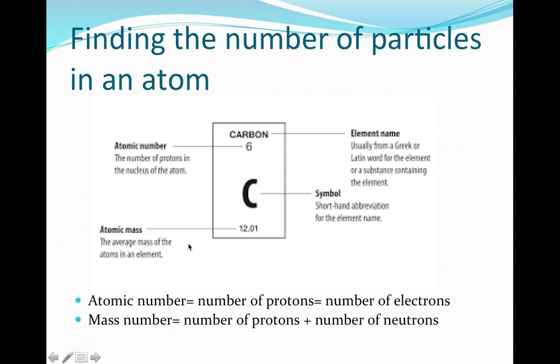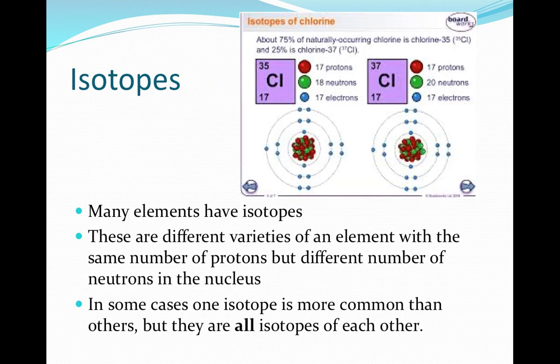Now, you'll have noticed here, this is not an exact round number. You can't have 0.01 of a proton or 0.01 of a neutron. So that's not where the extra mass is coming from. It's also not coming from the electrons, because the electron's mass is way smaller than that. What it's coming from is isotopes.